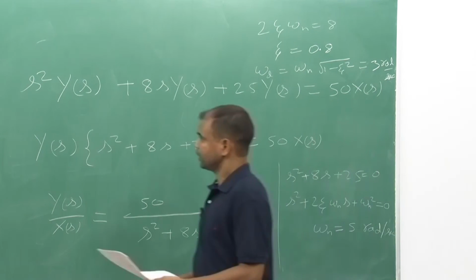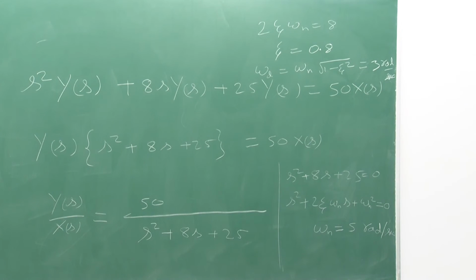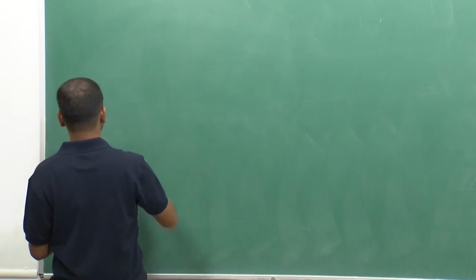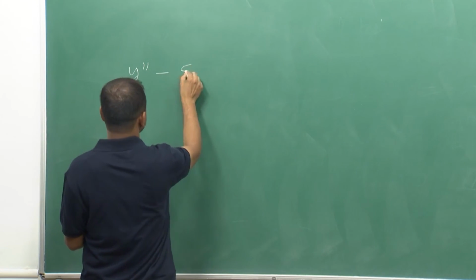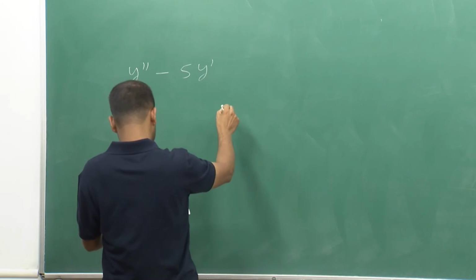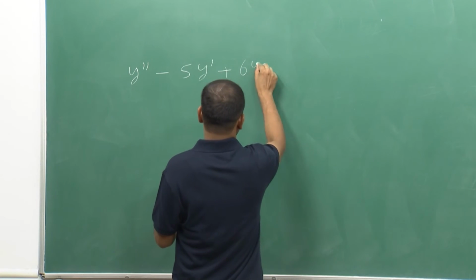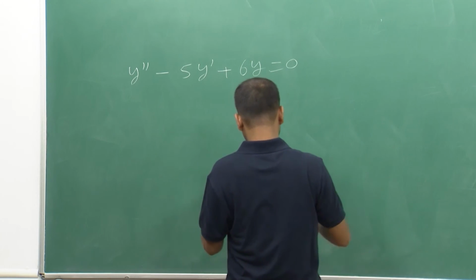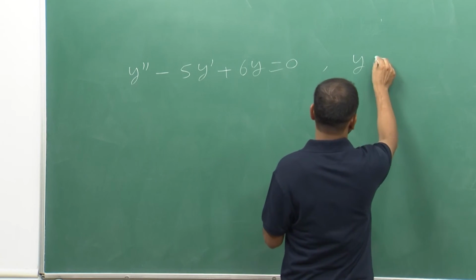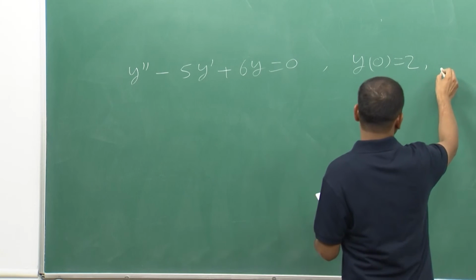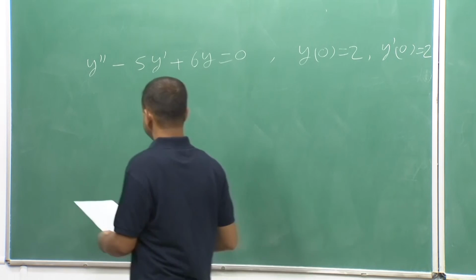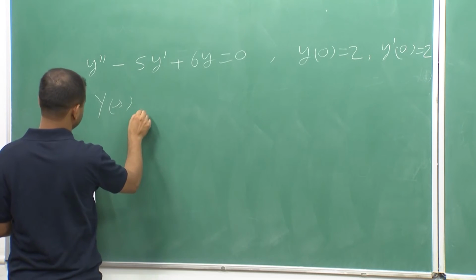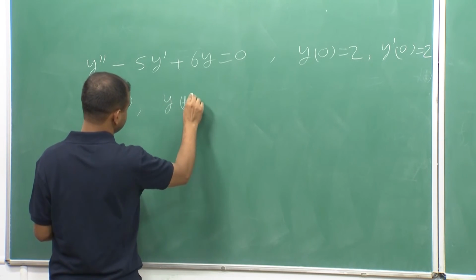Now, coming to our next numerical, a system is described by y double dot minus 5 y dot plus 6 y is equal to 0, and we are given the initial conditions y of 0 is equal to 2 and y dash of 0 is 2, and we have to find y of s and y of t.